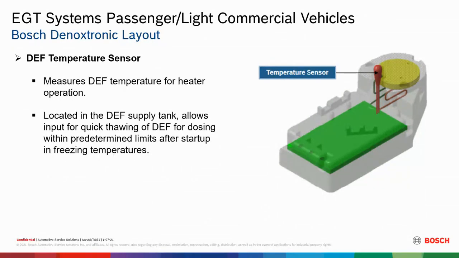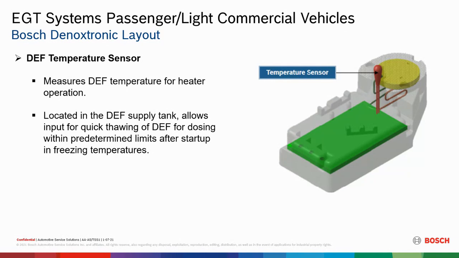It measures the temperature of the fluid, so it knows when to turn the heaters on and off in the system. Located in the DEF supply tank and allows an input for quick thawing of the DEF fluid with predetermined limits after startup and freezing temperatures. So manufacturers set their own predetermined temperatures where you see the temperature and they'll turn the heaters on to make sure that we have good thawed fluid in there.